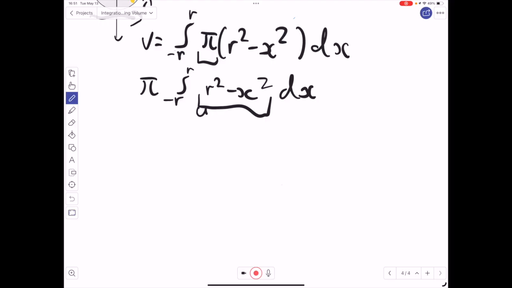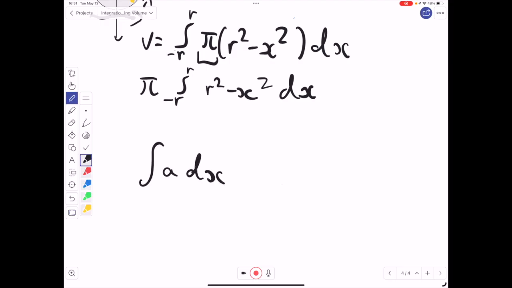Now we need to find the antiderivative of r squared minus x squared. But before we do that, you need to know something. If you have the integral of a dx, this is equal to a times x, the antiderivative. Because that's just a law. So you need to know that. Now, of course, we take the r squared and multiply by an x, because that is the rule. That's the property of an integral, one of the properties.